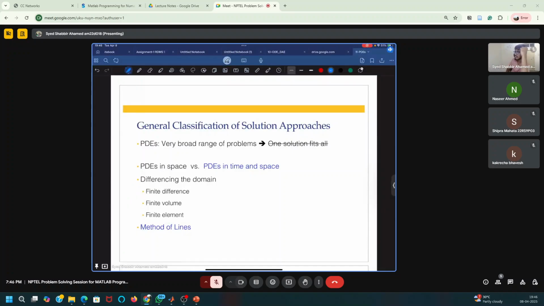Otherwise, numerical solutions are always approximate. And if you don't use a proper method, you will get some solution, but that solution won't be correct. You will end up with some random solution which doesn't have any meaning. So we have to be very careful when we go for these numerical techniques, and we have to use methods according to the problem which we have at hand.